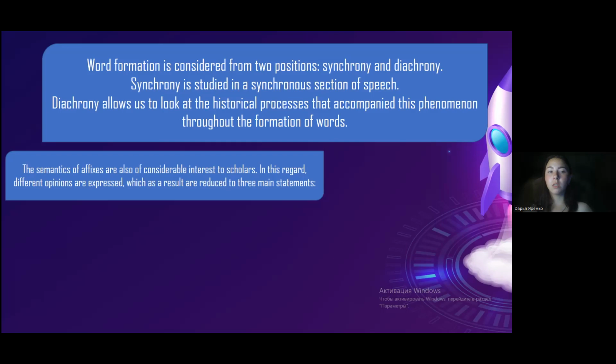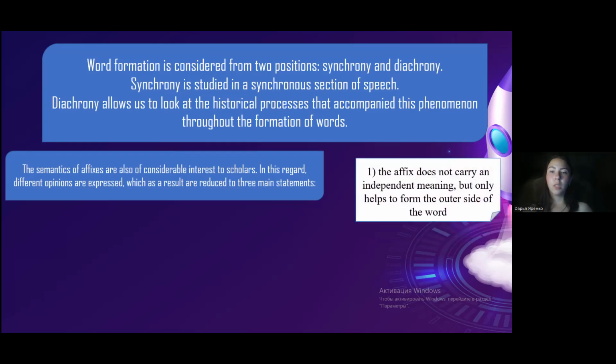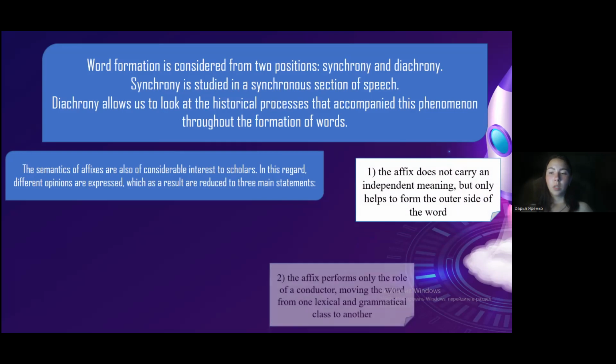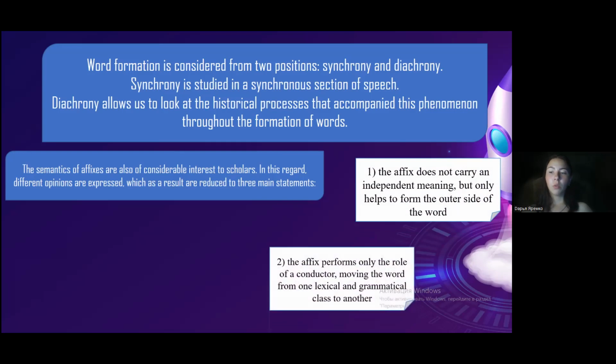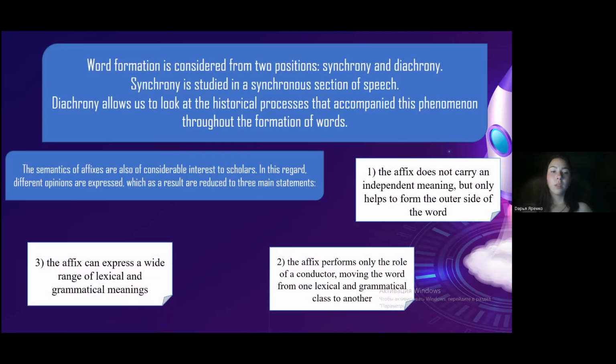In this regard, different opinions are expressed, which as a result are reduced to three main statements. The first one: the affix doesn't carry independence, but only helps to form the outer side of the word. The second one: the affix performs only the role of a conductor, moving the words from one lexical and grammatical class to another. And the third one: the affix can express a wide range of lexical and grammatical meanings. Next slide, please.